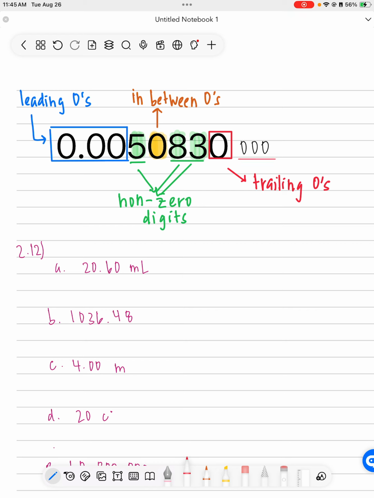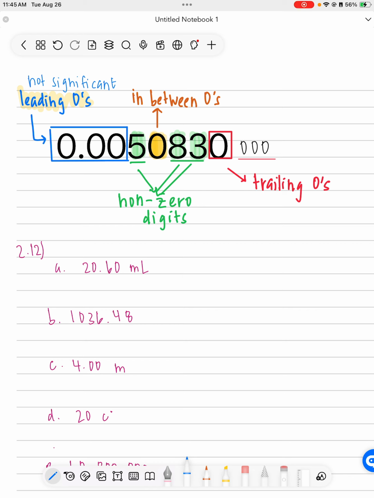Okay, so here's what I'm going to do. I'm going to highlight leading zeros, not significant. I'll write that up there. Should have done it in blue. Not significant. Now, not significant doesn't mean not important, because they're important, but they're not significant for this case.